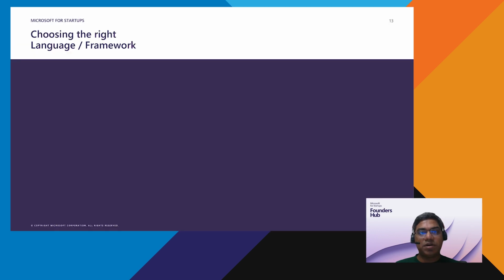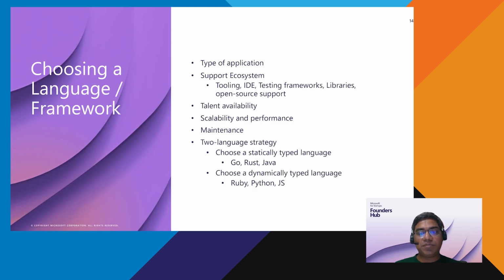Last part, we'll talk about choosing the right language or framework, and let's go a little bit deeper into that. Slide 14, choosing a good language or framework. It depends on a bunch of things. What is the kind of application you're building?